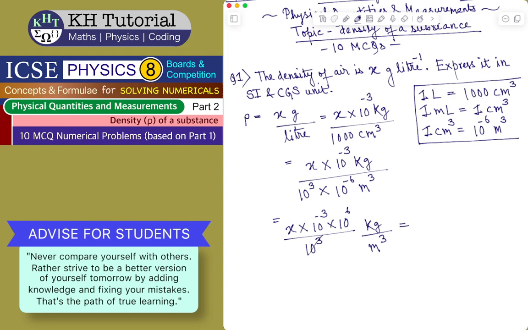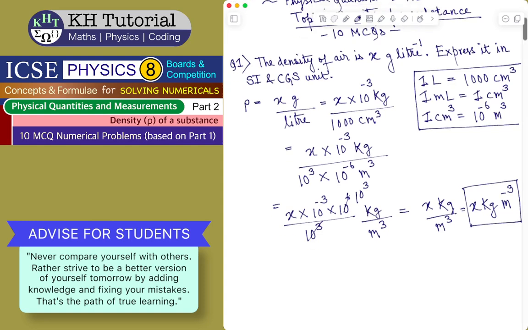After further simplification, this cancels with 10 to the power 3. So this is equal to x kilogram per meter cube. So the density of air, which was given as x gram per liter, is equal to x kilogram per meter cube in SI unit. So this is the value of the density of air in SI unit.